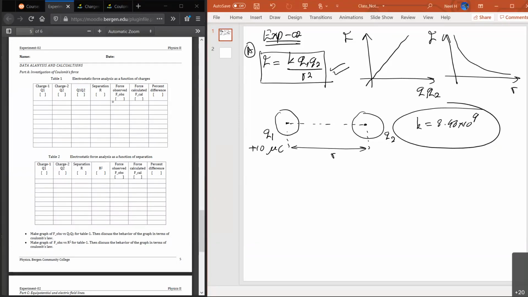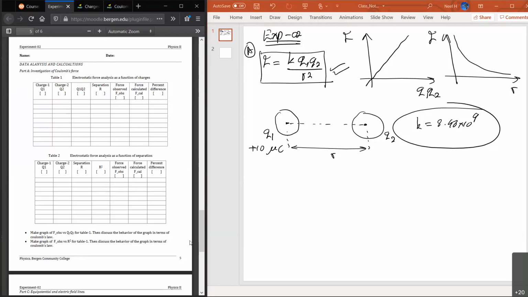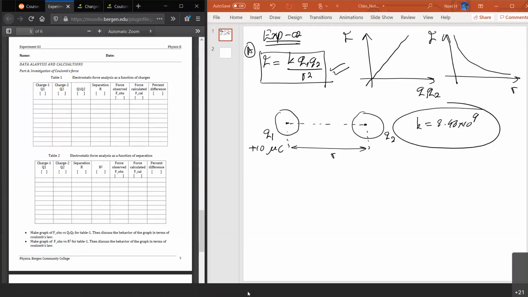The easiest way to do this is by using Excel. If you open Excel, you can build this table very easily. I have this table already, so I'm going to copy and paste it, but you have to build it yourself. Building means you just have to rename all the columns. So that's all.